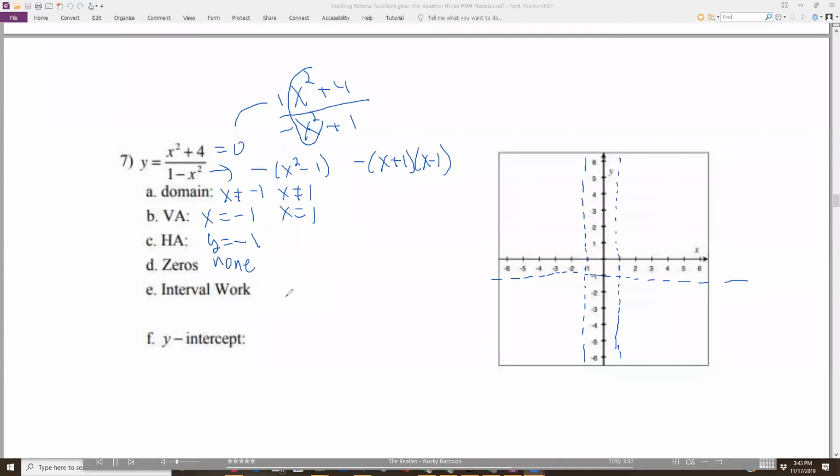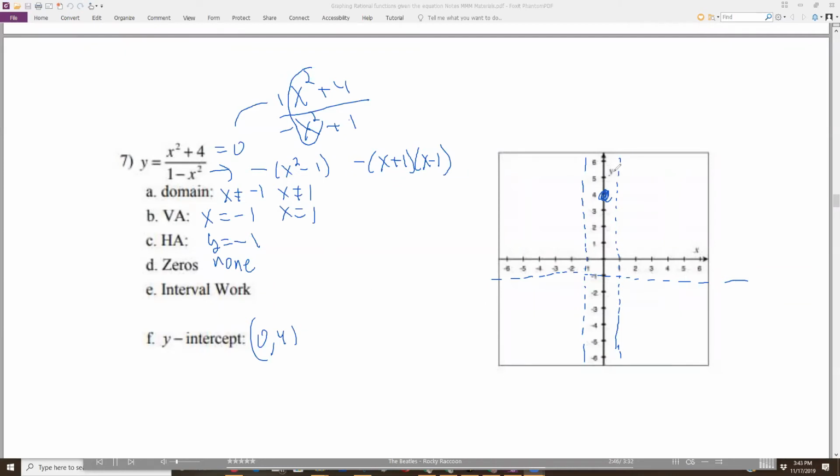And how about a y-intercept? Well, if we substitute in 0, don't I get 4 over 1? So 0, 4. All right. And there's no zeros, so it'll never cross the x-axis.